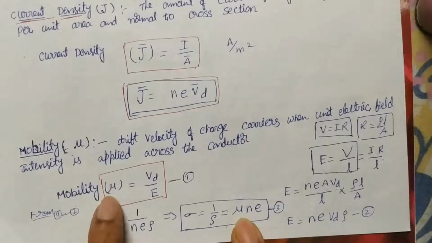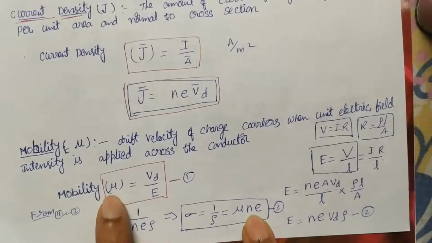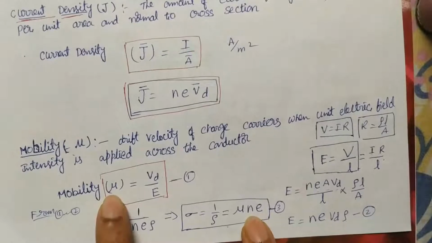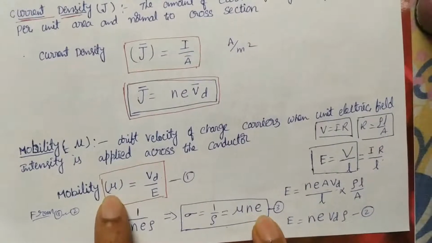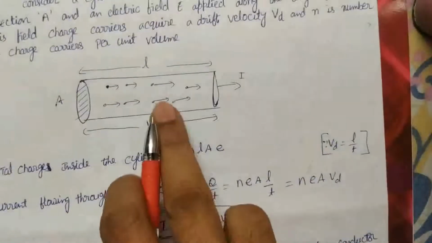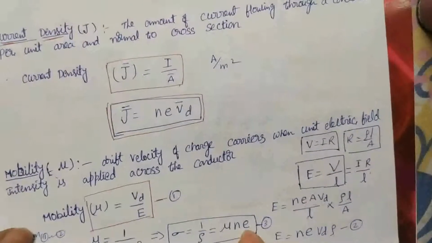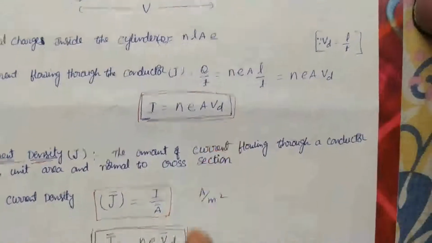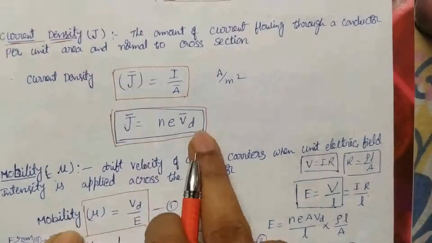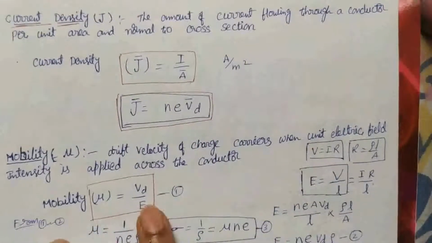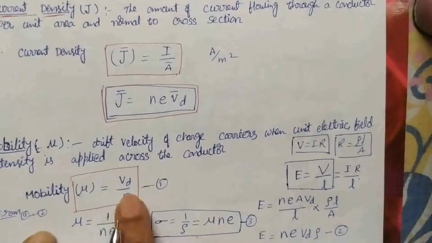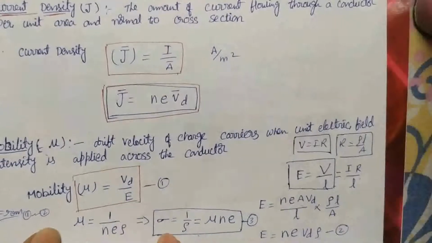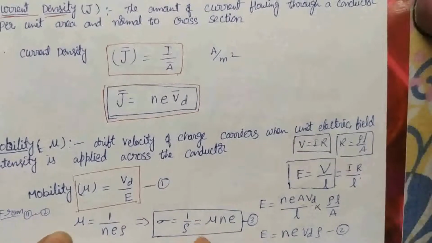Mu is called mobility of charge carrier. n is charge density, means how many number of charges are there per unit volume, and e is the charge of the electron here. Why? Because here charge carriers are electrons only. So electron charge only we have to take here. Okay. Here important formulas: current and drift velocity relation, current density and drift velocity relation, mobility and drift velocity relation, mobility and conductance, and mobility and resistivity relation.